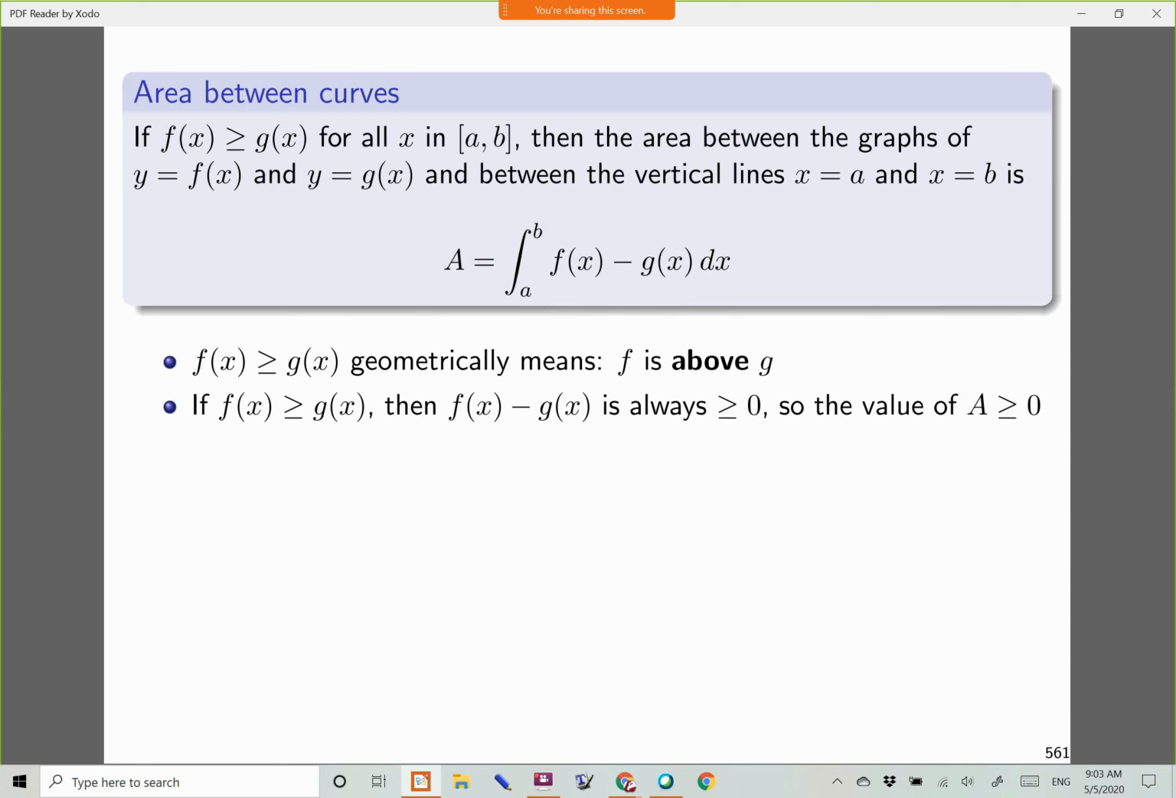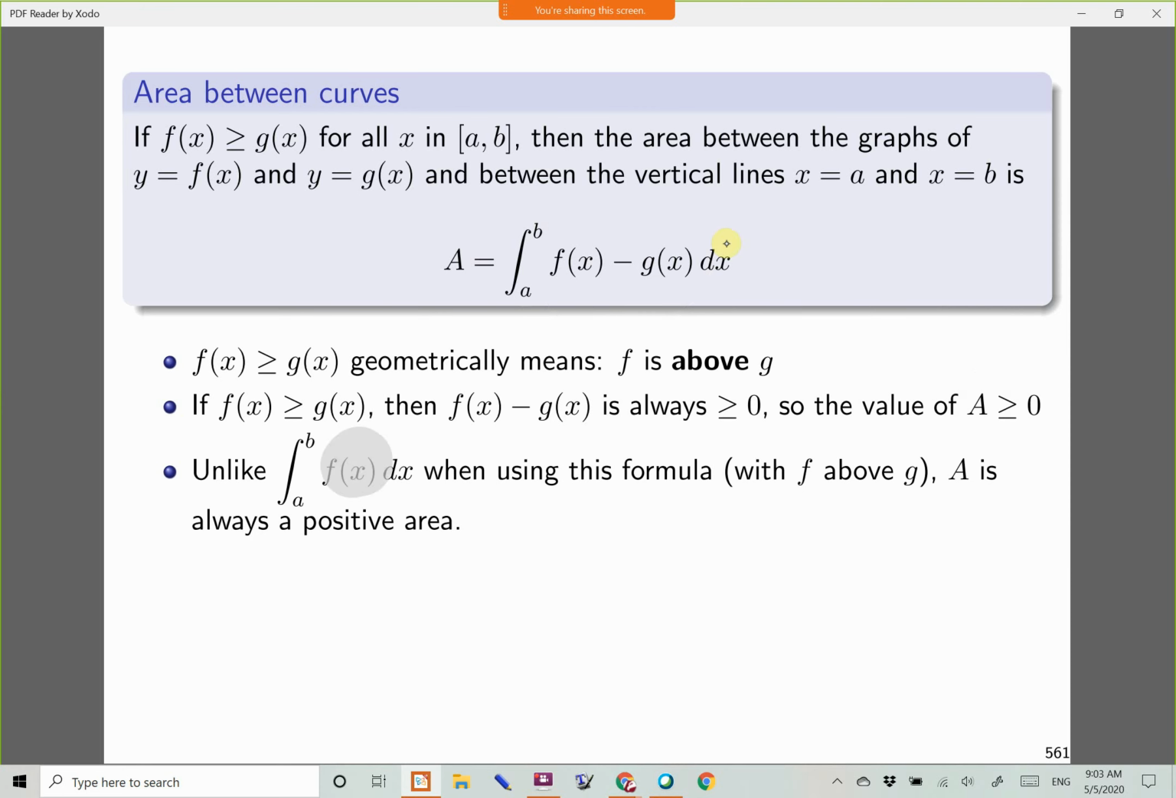So the reason I want to bring this up is when you look at just integrating a single function, you get something different. So in this case, you always have the setup of the upper function minus the lower function. If you guarantee you've got that, then this integral always gives you an area in a positive sense.